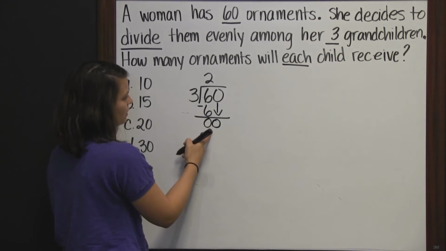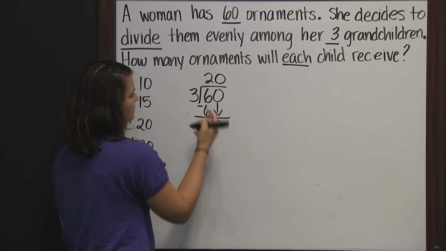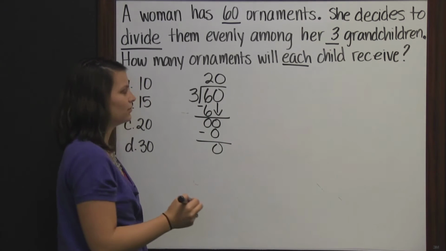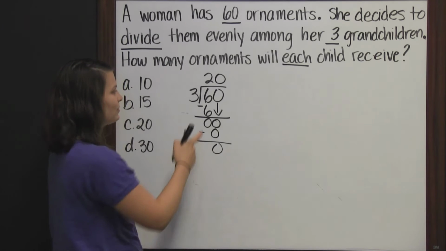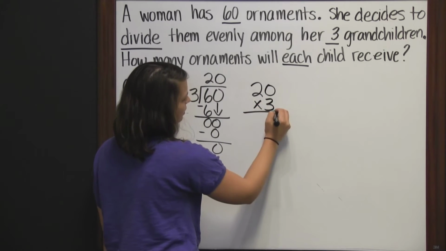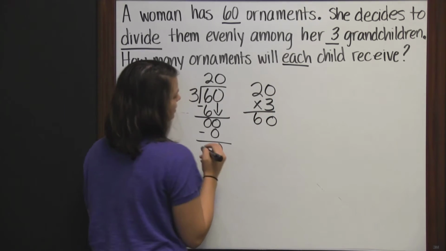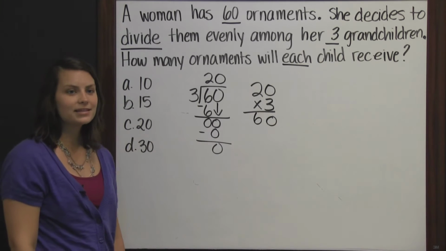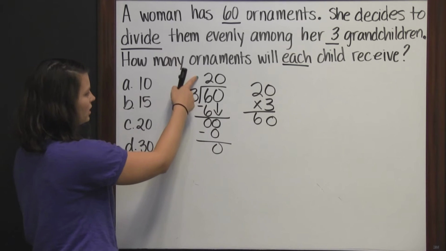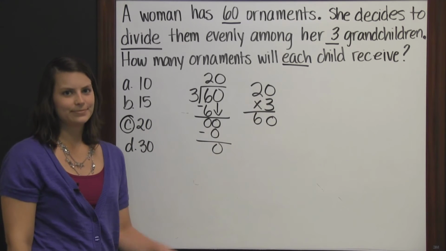And 3 goes into 0 0 times. And 3 times 0 is 0. And you subtract and get 0. We can check this by multiplying 20 times 3. 3 times 0 is 0, and 3 times 2 is 6. And we do, in fact, get 60. So that means that each one of her grandchildren is going to get 20 ornaments, which is answer choice C.